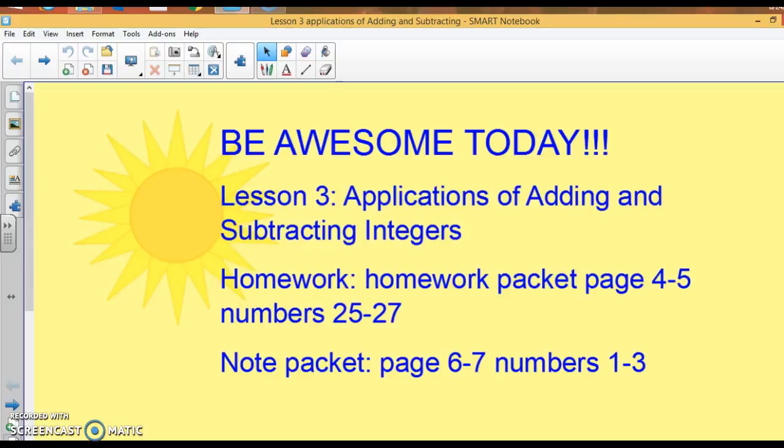to talk about Unit 1, Lesson 3, Applications of Adding and Subtracting Integers. Here's the homework that goes along with it. Notice that in the homework, I also want you to do in the note packet, page 6 and 7, numbers 1 to 3.